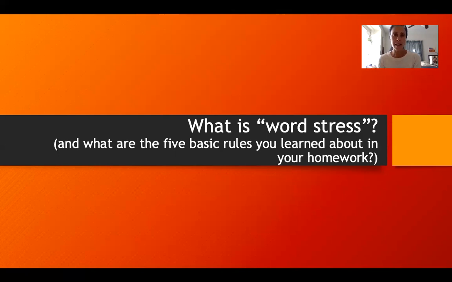So we're today going to be talking about word stress. Next class, we're going to be talking a little bit more about sentence stress. So we're talking about the specific sounds in the words today. Next class, we'll talk about the specific words in sentences, okay?